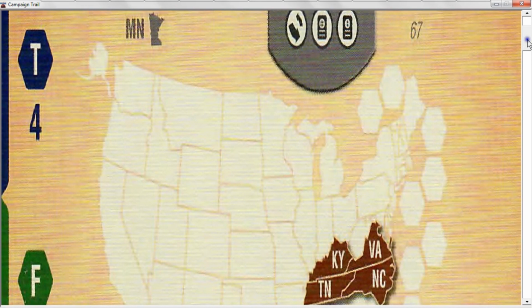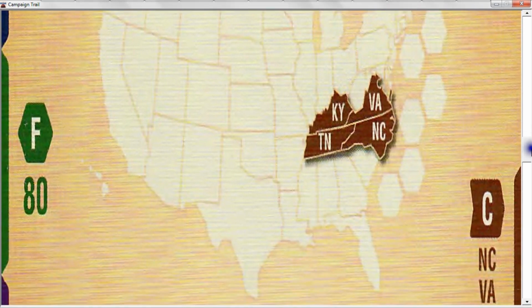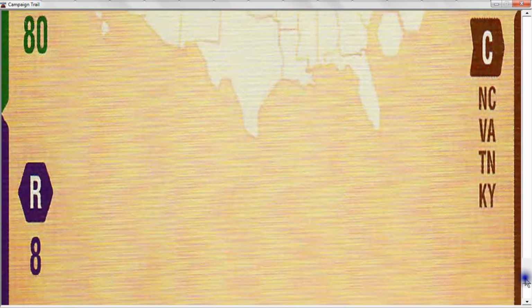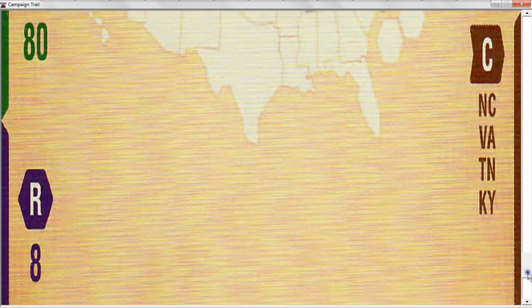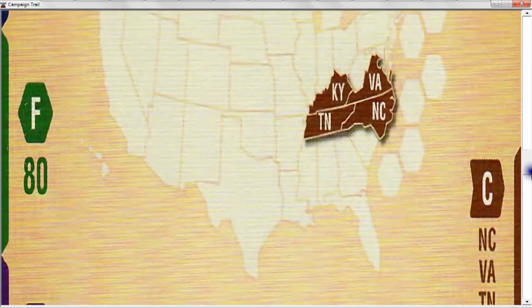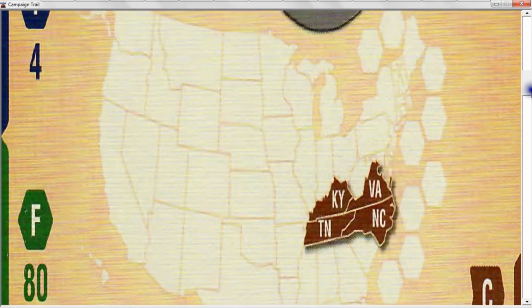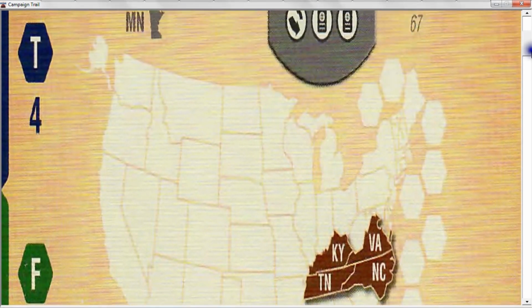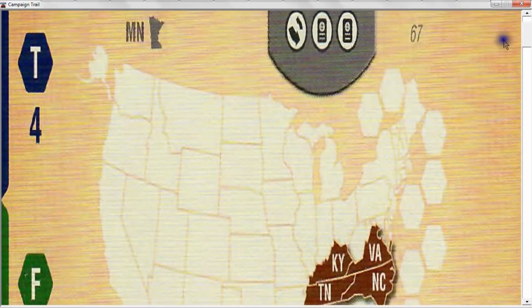If I was playing this card on my turn, I could perform a travel action that would allow me to move my candidate up to 4 adjacent states. I could also choose to play a fundraise action, which would add $80 million, or I could also perform a register action, which would allow me to gain 8 decided voters for my party. So you can see all the 3 support actions: travel, fundraise, and register, are along the left edge of the card.